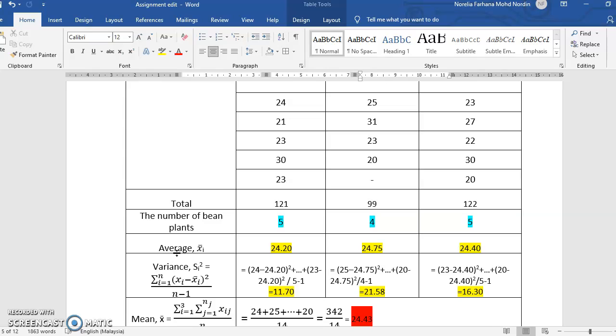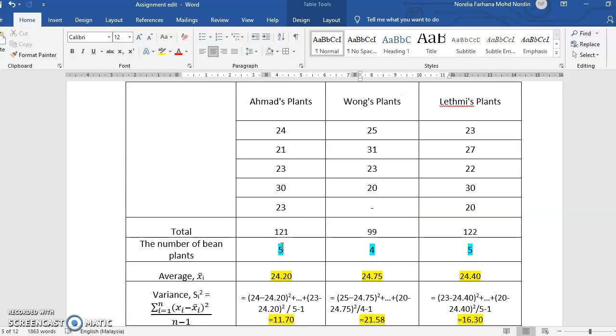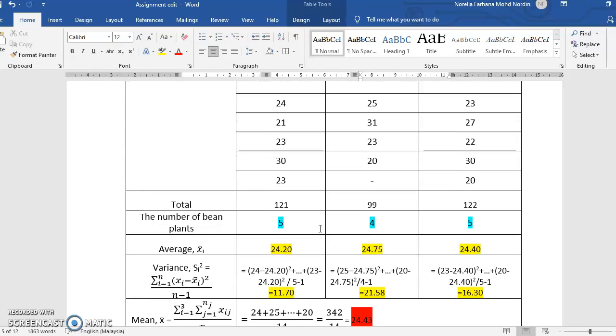Next, calculate the average: total divided by the number of bean plants. So we get 24.20. Apply the same formula for group 2 and group 3.